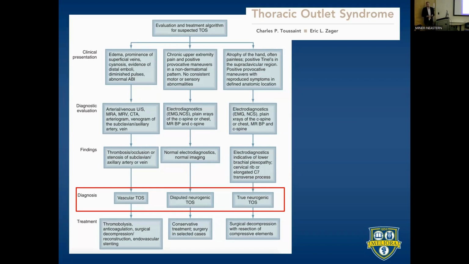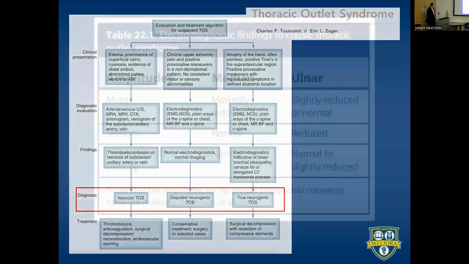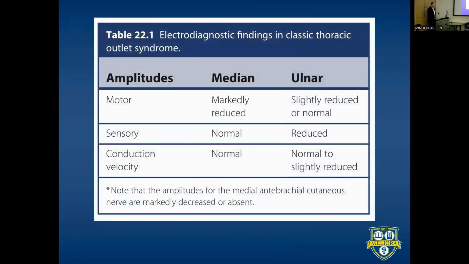If their EMG is normal, their vascular studies are normal, even if they're saying the right things, they're not gonna get better. It's a 50-50 shot, basically. So try to avoid operating on the middle column if you can. This is what I was saying about EMG earlier. This came from Zager's paper, but I think it's very helpful.